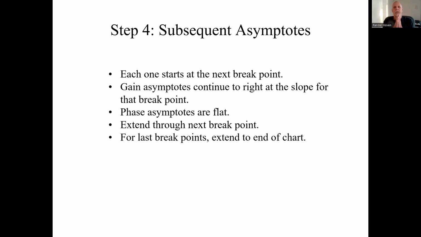Now, what's neat is you keep doing asymptotes. Each one starts at the next breakpoint. The gain asymptotes, you keep continuing to the right until you at least go through the next breakpoint. Phase asymptotes are flat, and you always extend on both top and bottom. You extend it through the next breakpoint. And when you're done with breakpoints, you just go to the end where you go off the charts.